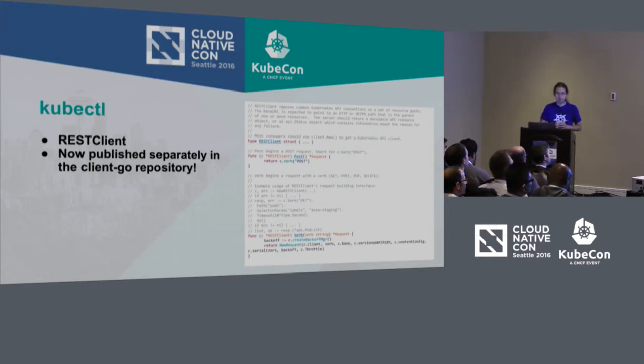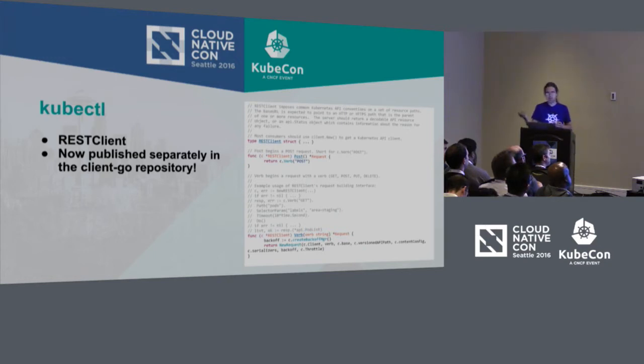Yes. The next layer down, so now at this point we've exited kubectl. We're in the Kubernetes client library, which is now published separately, and you can use this code in your own projects. And in fact, the links on this slide go to the client Go library and not the main Kubernetes repo.